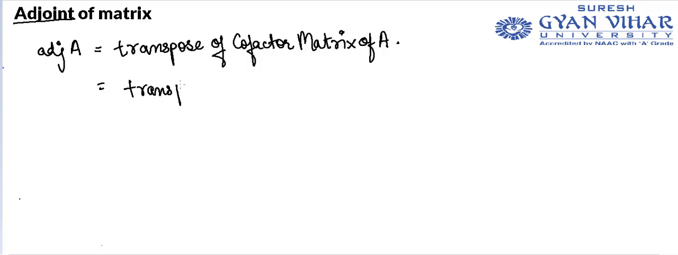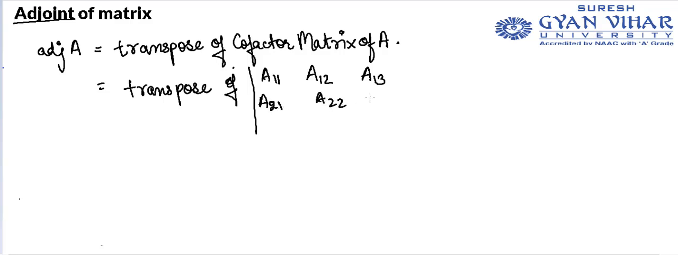What is this? Transpose of A11, and so on. These are cofactors; we have learned how to find the cofactors. So these are the cofactors here: A21, A22, A23, A31, A32 and A33. So this is the basic definition of the adjoint of A. Now if we want to find the inverse of a matrix, what is the inverse of a matrix?